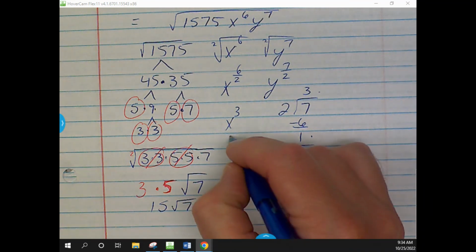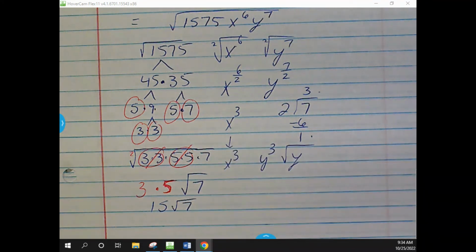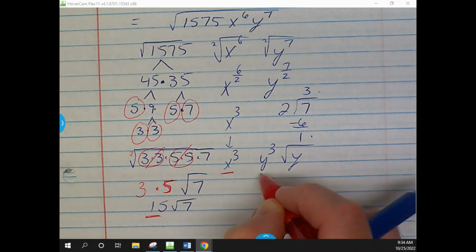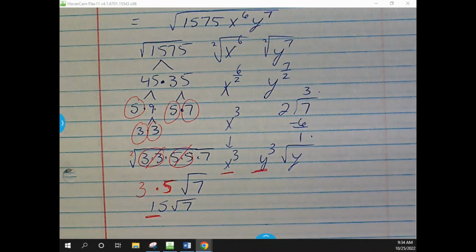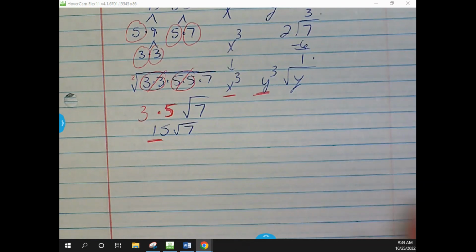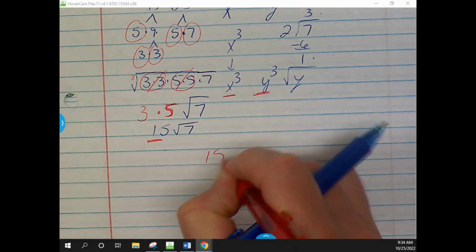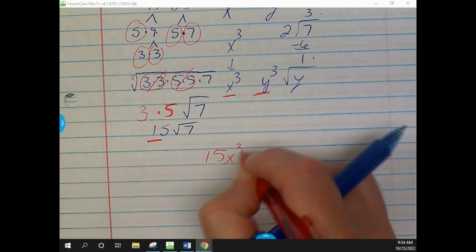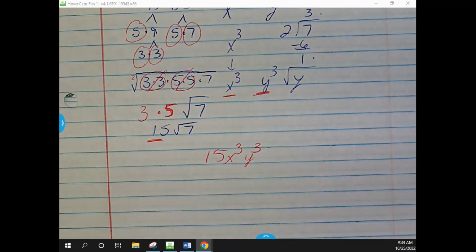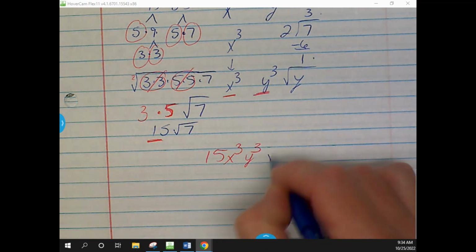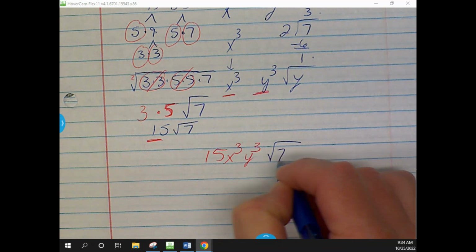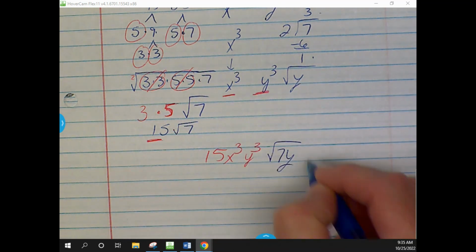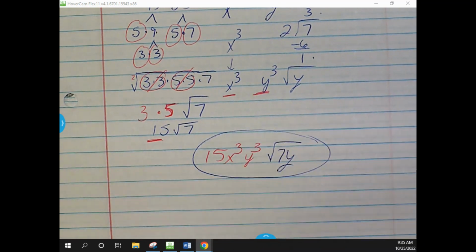And we still had the x to the 3rd that was here. Then we put it all together. On the outside, we've got 15, x to the 3rd, y to the 3rd. And then on the inside, we've got this 7 and this y. And then there's your final answer.